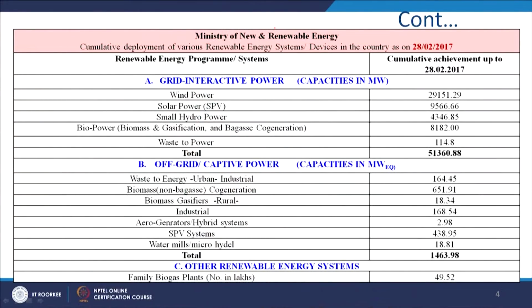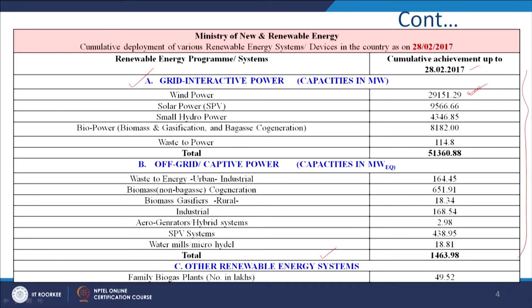This is from the website of the Ministry of New and Renewable Energy, a wing of the Government of India dedicated to renewable energy sources. Here are some figures I have collected as of 28th February 2017. The first is grid interactive power, with capacity in megawatt, and the second part is off grid capacity power, also in megawatt, along with some other renewable energy sources. These figures are provided from the Ministry of Renewable Energy sites.